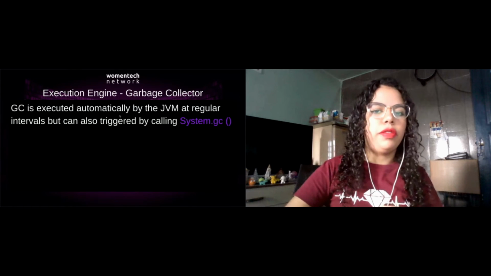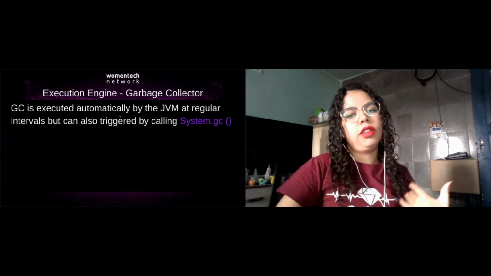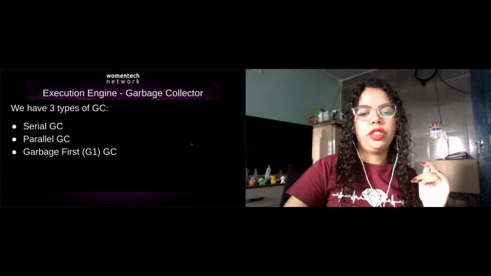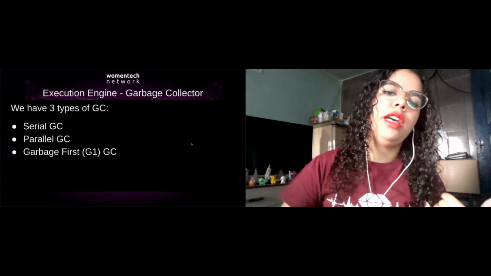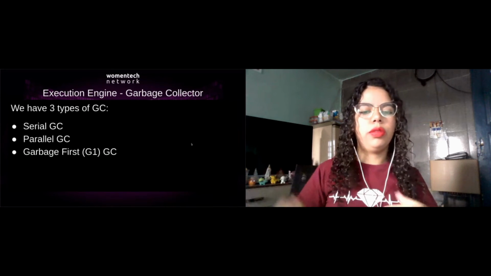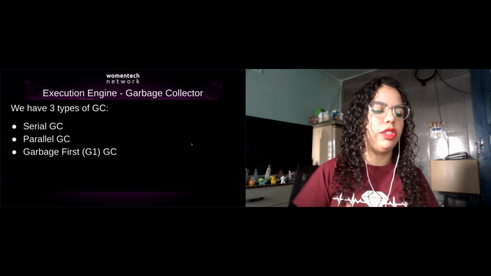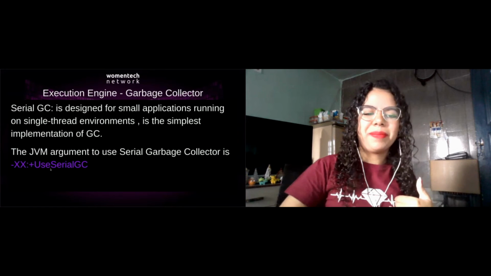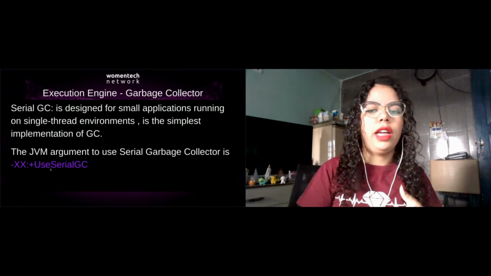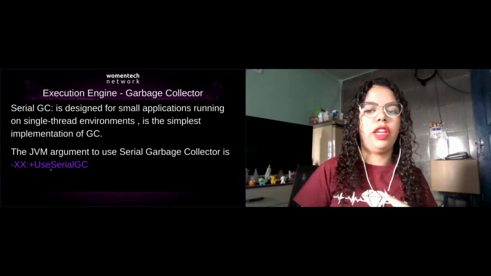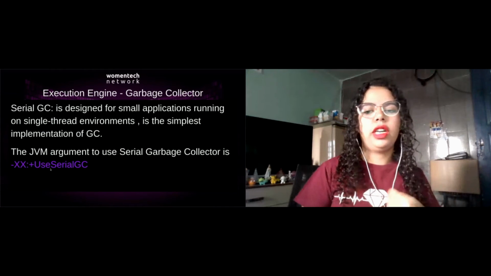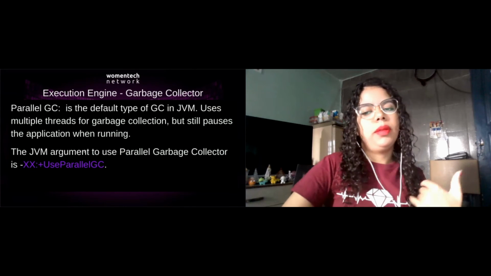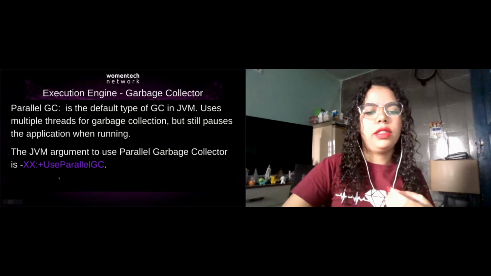And we have 3 types of garbage collector. We have the serial garbage collector, the parallel garbage collector, and the garbage first, the G1 garbage collector. The serial garbage collector is designed for small applications running in single-thread environments. It's the simplest implementation of a garbage collector. The JVM argument to use the serial garbage collector is this argument. The parallel garbage collector is the default type of garbage collector in the JVM. It uses multiple threads for garbage collection, but still pauses the application while running. And the argument to use the parallel garbage collector is -XX:+UseParallelGC.